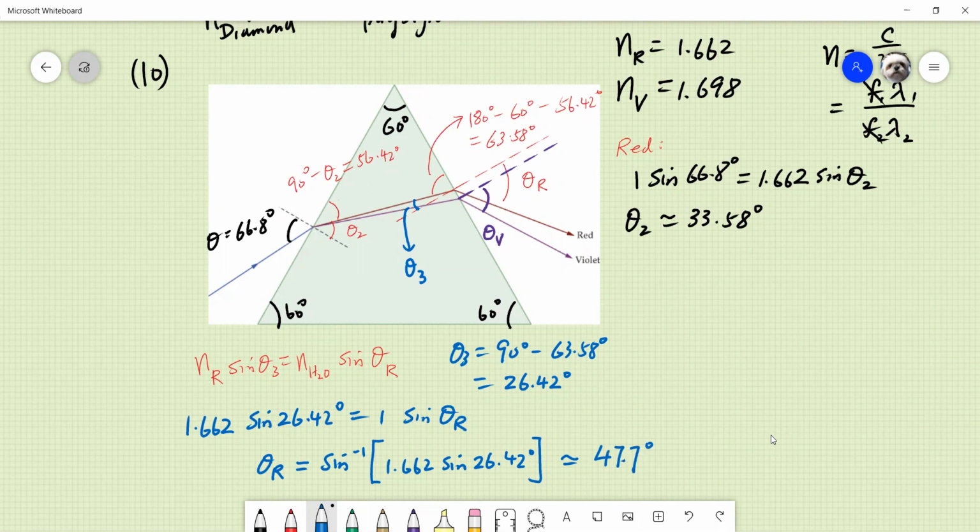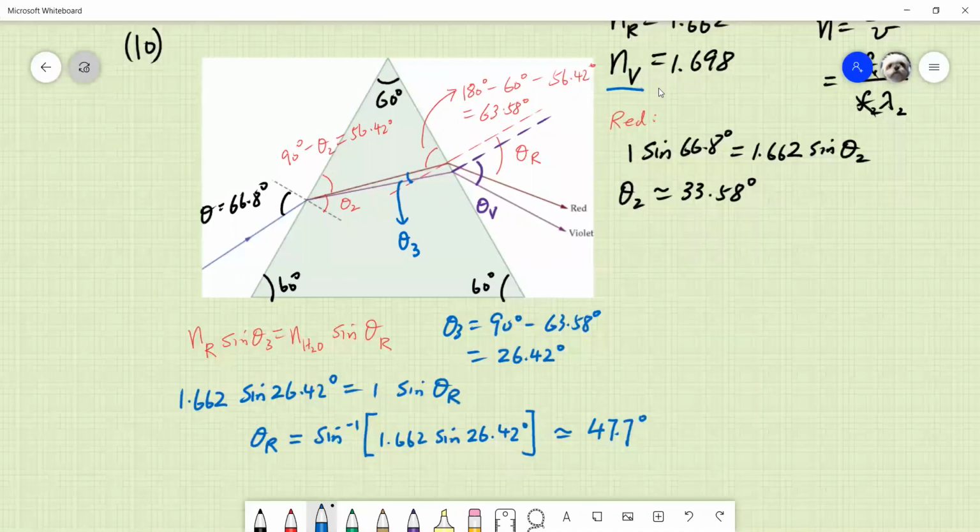Now, you follow my path. You should be able to do the violet. The only difference is you're going to use the refractive index of the violet, not red anymore.